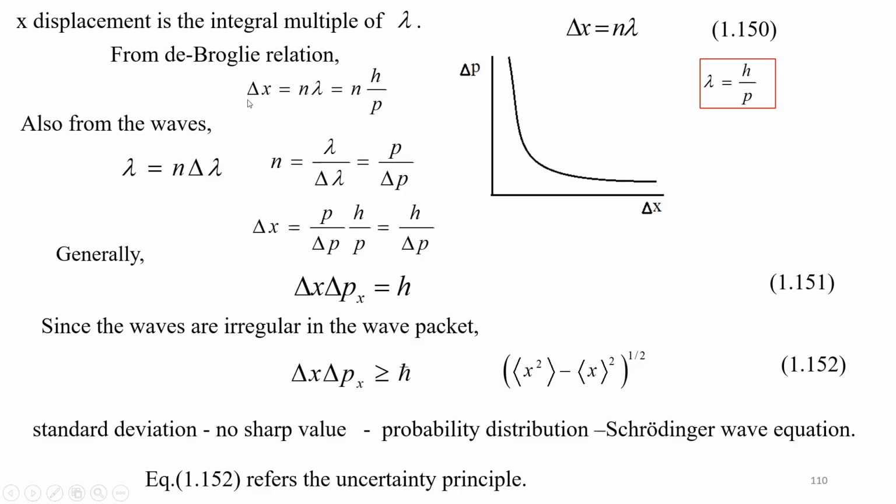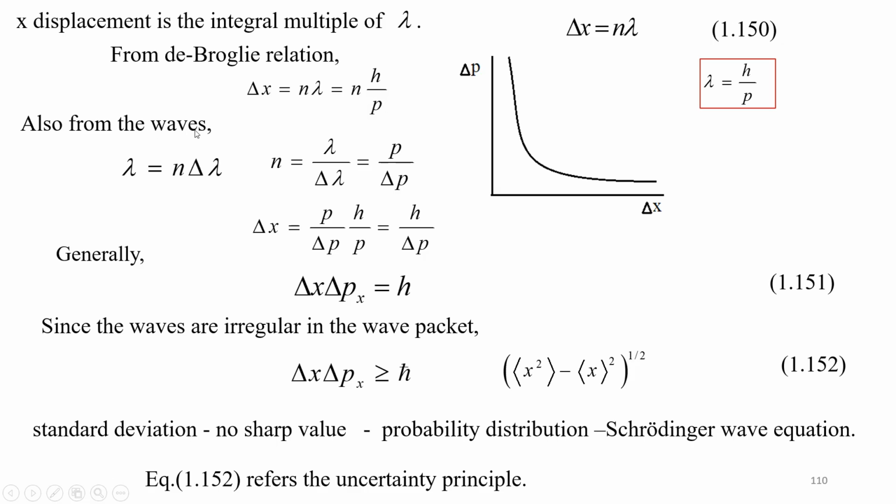Now further we can define like this. Δx is the displacement, which is an integral multiple of lambda. So we can have Δx equals nλ. From the de Broglie relation, λ is nothing but h by p. So Δx equals n multiplied by h by p.